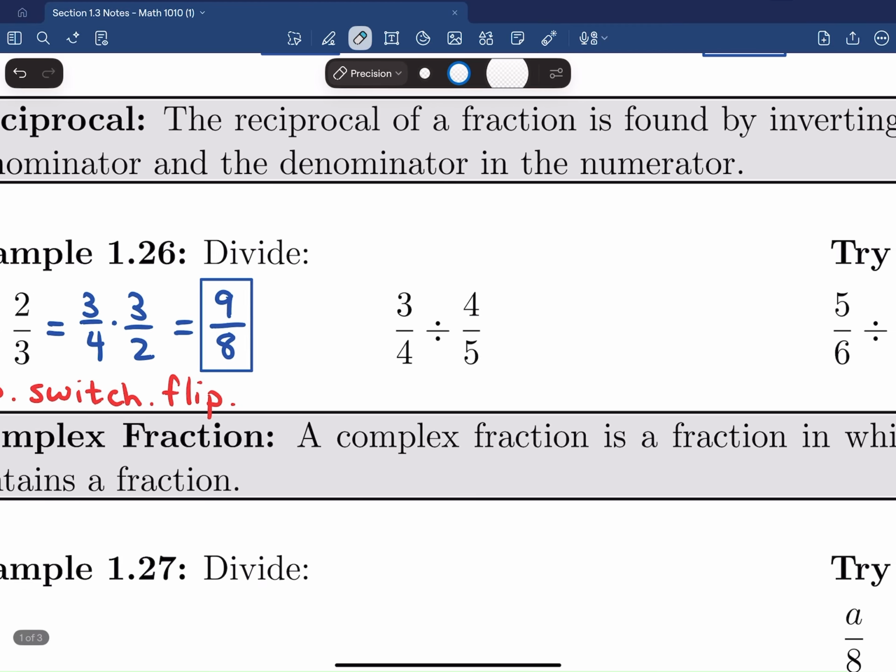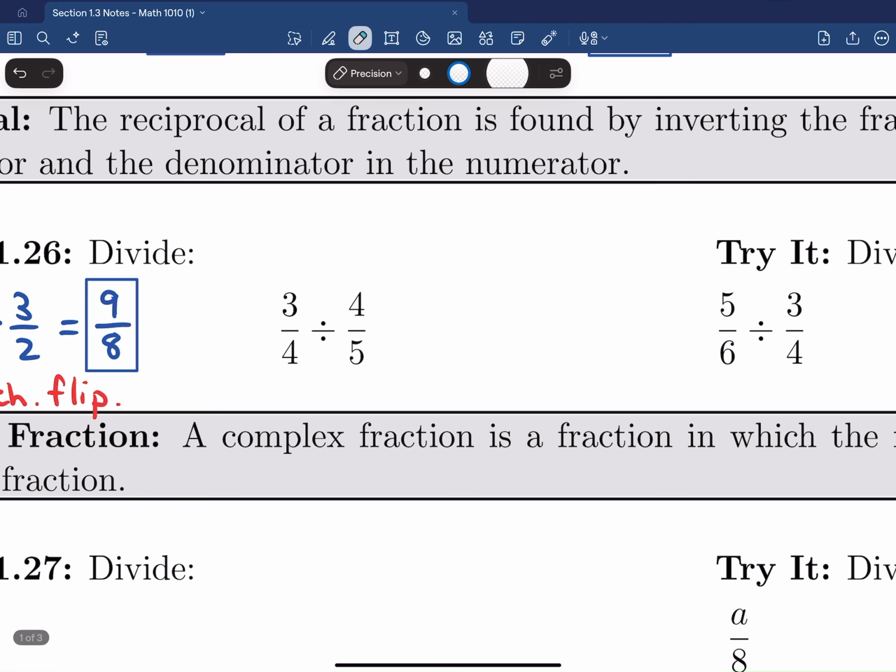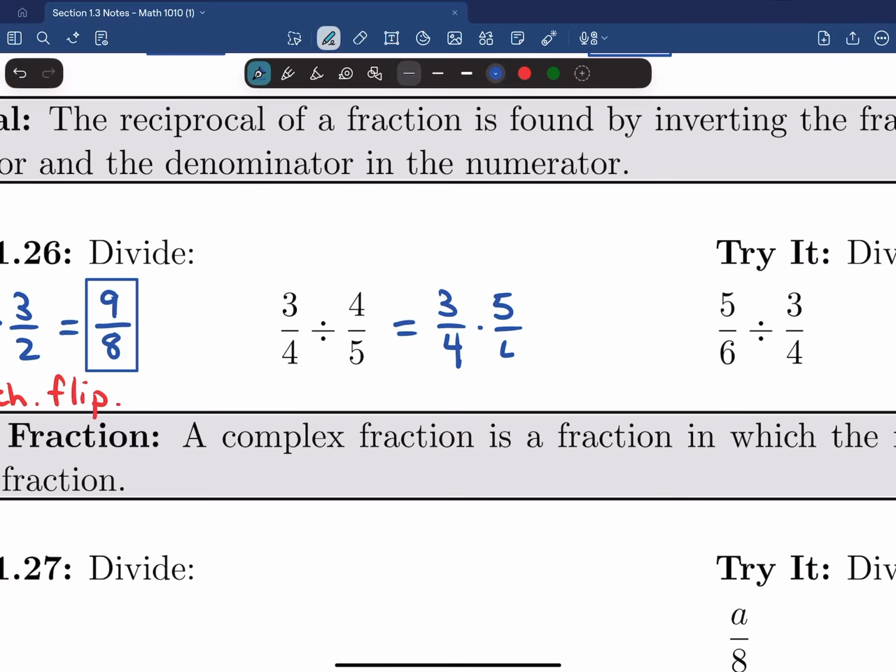Let's try that again. So I see a division of two fractions, and I quickly decide to rewrite it as 3/4 times 5/4. So I did, once again, keep the first fraction the same, switch division to multiplication, and flip, take the reciprocal of the second fraction.